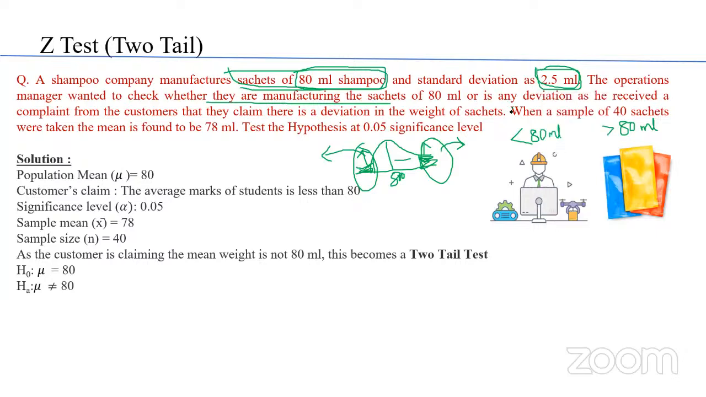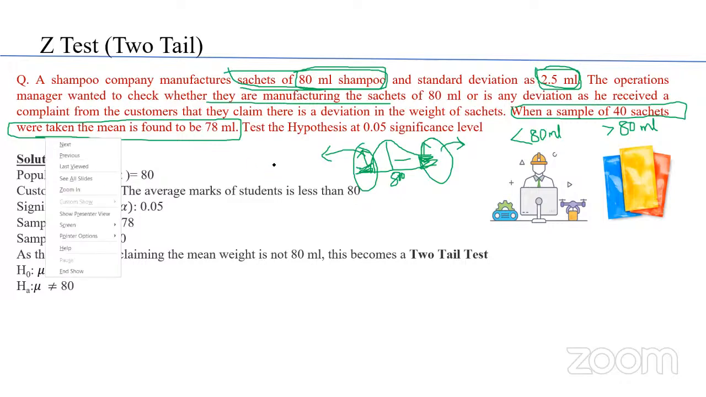So he has taken a sample of 40 sachets, and the mean of those 40 sachets came to be 78 ml. Maybe 81 will be there, 76 will be there, 75 will be there, 82 will be there. But he has collected 40, and he found that the mean value of that is 78 ml.